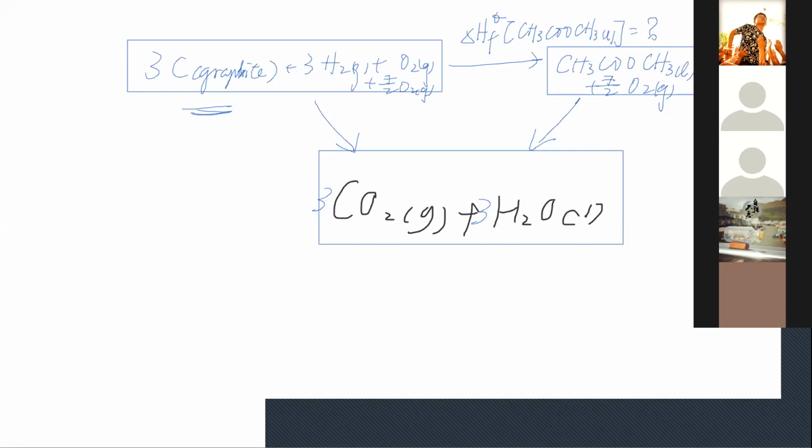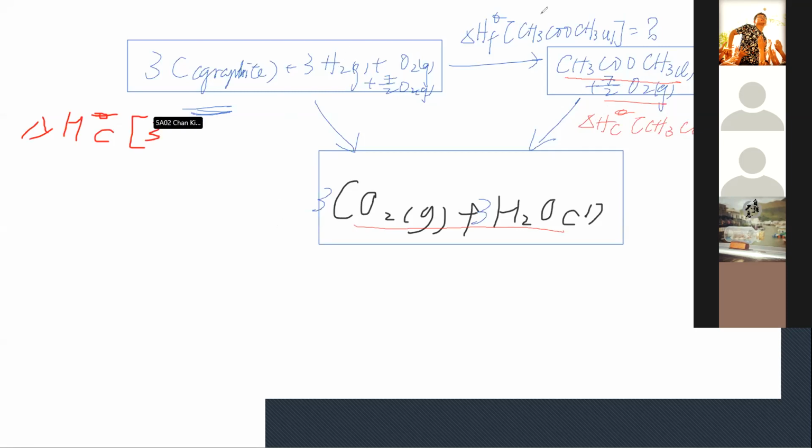Just label the terms on the 2 arrows here. The first one, what is that? 1 mole of this undergoes combustion to form this. The whole enthalpy term, what is that? Delta H of combustion of CH3COOCH3 liquid. Okay, do you understand?